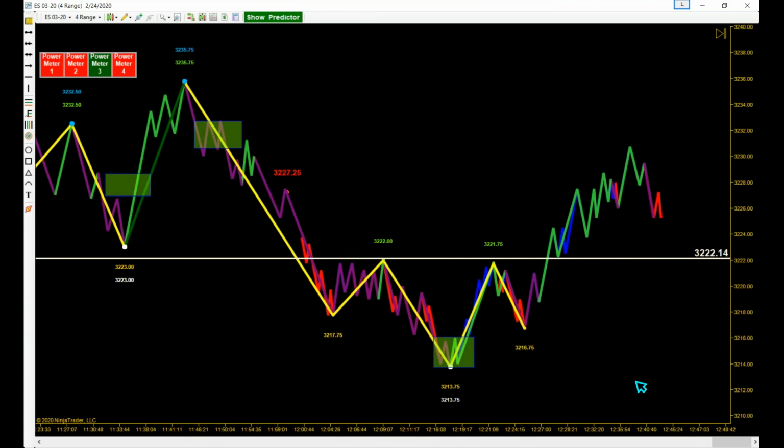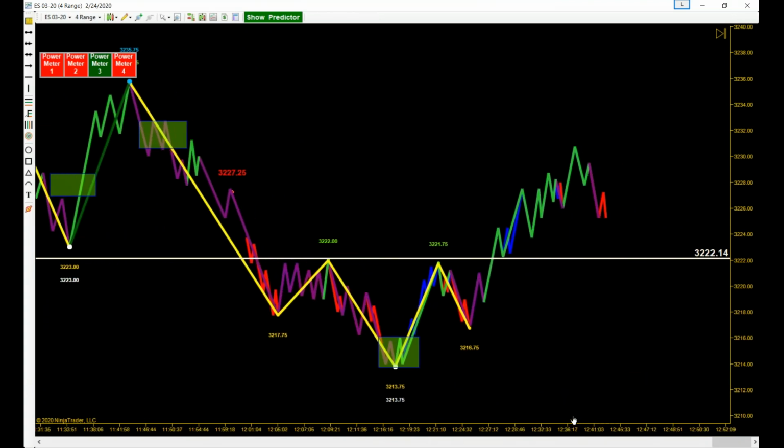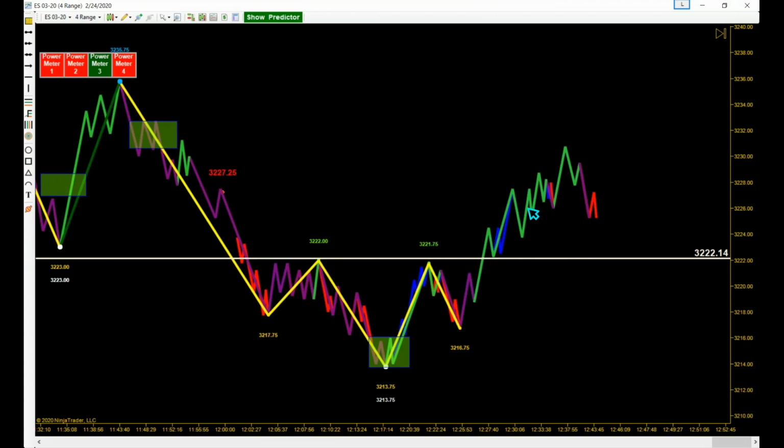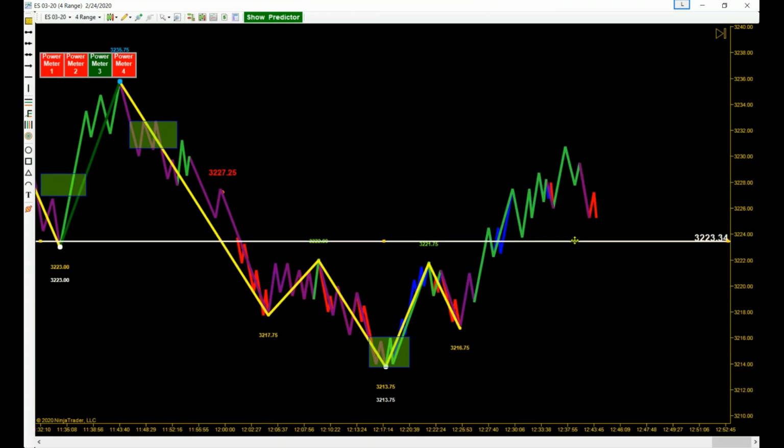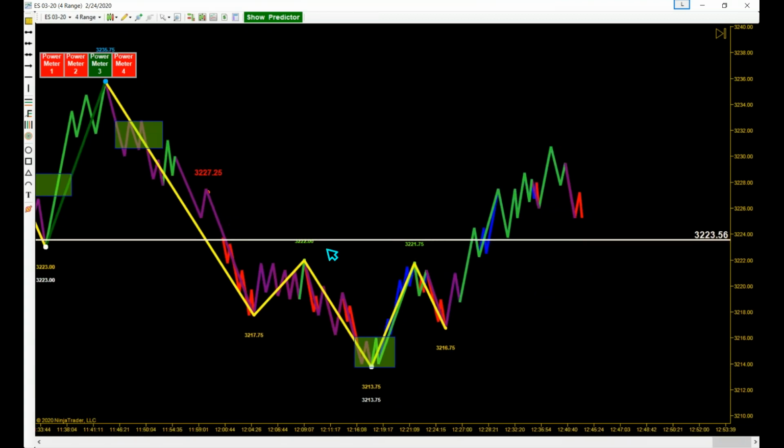Okay. But let's see what this thing decides to do. Let's see, we have an ABC. When I see that small like that, I see this as like an ABC. So if they come down in this area right here, or here.